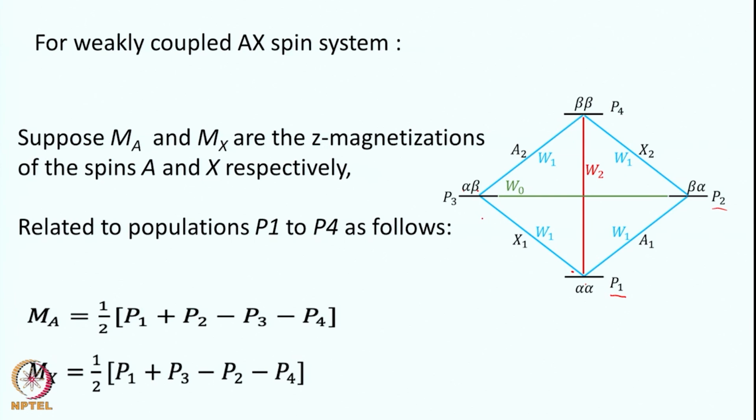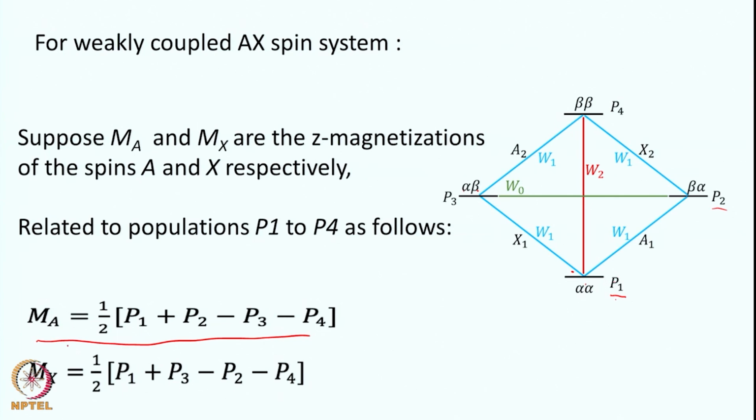Now, suppose we have a magnetization MA, the Z magnetization associated with the A spin, and MX, the Z magnetization associated with the X spin. So, the related populations of P1 and P4 can be given by something like this. So, MA, that is the Z magnetization of A, will be half of P1, this plus this minus this and this. So, that will be for A spin.